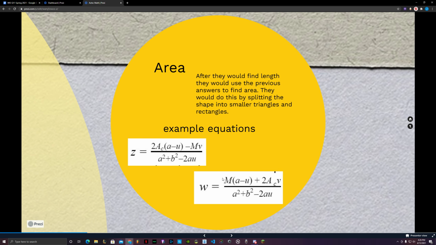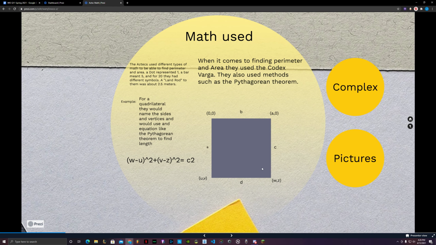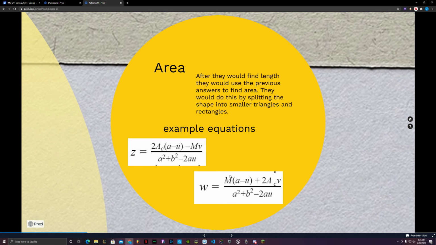After they would find the lengths, they would use those previous answers to find the area. So they would split them into smaller shapes like rectangles and triangles. Since this equation is to find area, here Z is a vertex, a corner vertices, and W also, because Z, W. So this is the type of math they would implement after they would find perimeter.